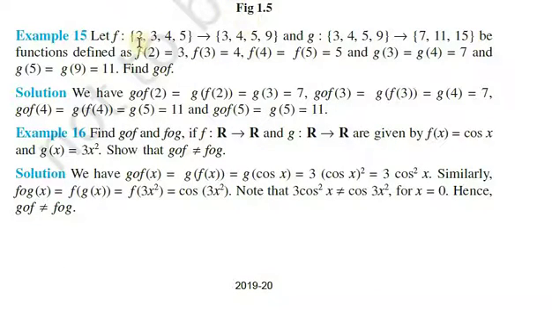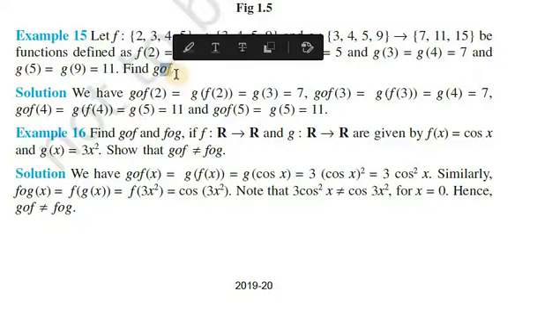In this example, f is a function from {2, 3, 4, 5} to {3, 4, 5, 7}, and g is a function from {3, 4, 5, 7, 9} to {7, 11, 15}. You see, the codomain of f is equal to the domain of g. This is first necessary; then only can we define g∘f. The values of f and g are defined like this, and we have to find g∘f.